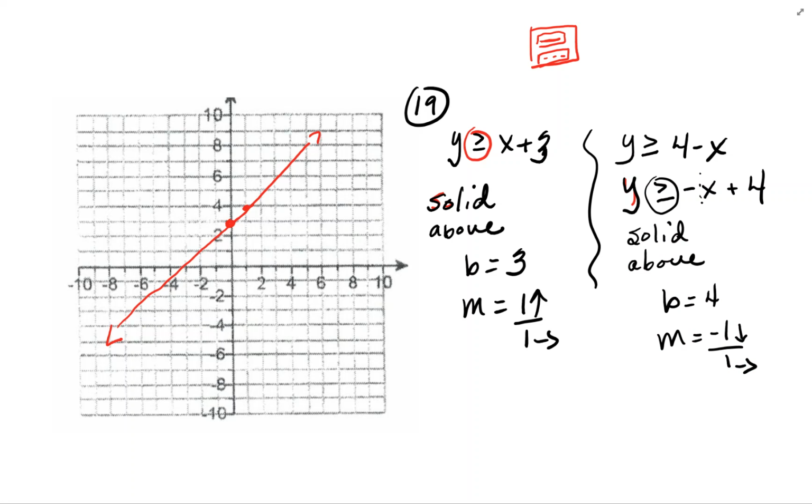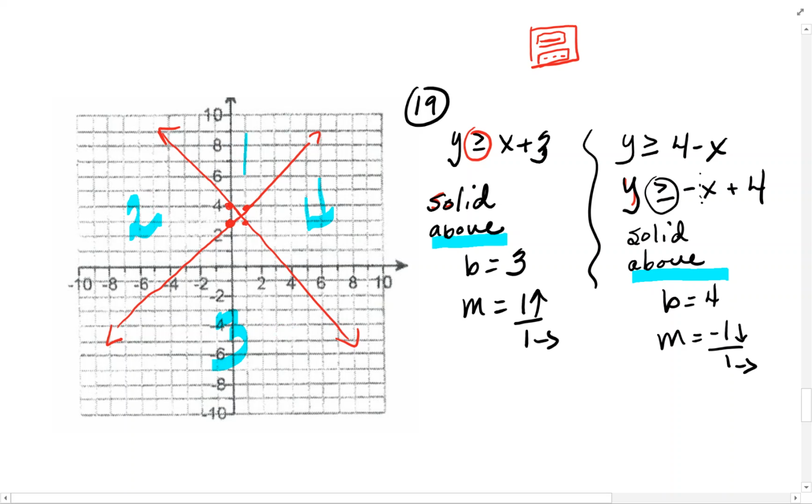So if I graph that one, I begin at 4. I go down 1, right 1. And let me see if I can, didn't do very well, but it gets the point across. And I'm supposed to shade above it. So what I'm going to notice is that this one says above and this one says above. Now I have 4 regions. I have region 1, region 2, region 3, and region 4.